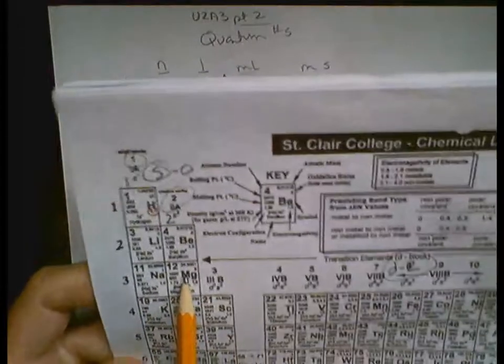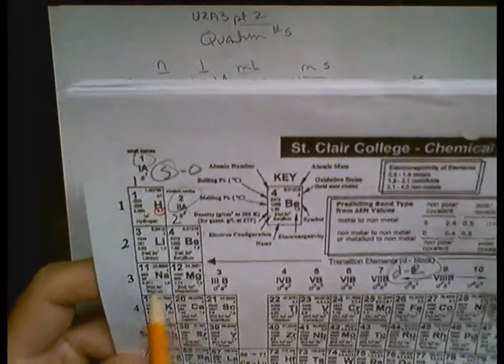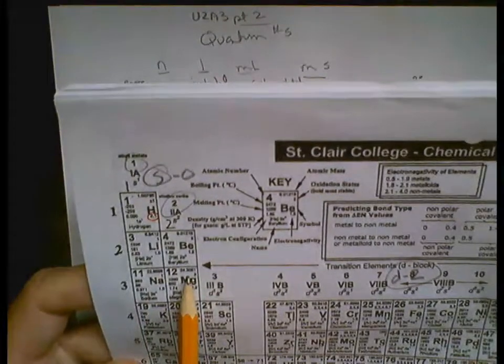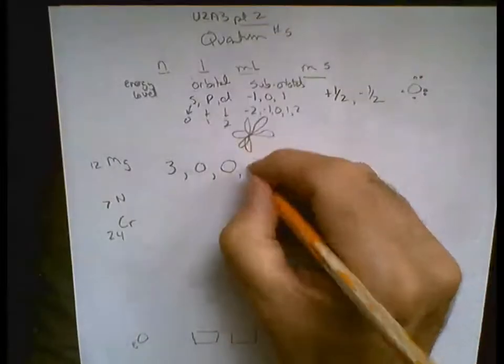Now, is this a positive or a negative electron? The first one's always positive, the second one's always negative. So this one is -1/2. There are 4 quantum numbers.